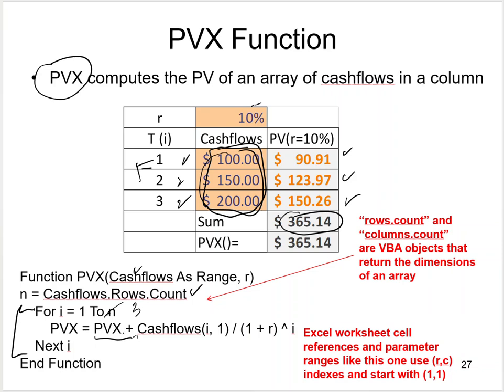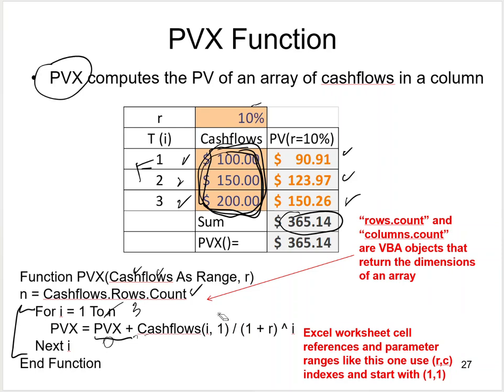PVX equals PVX plus, PVX has 0 right now. Cash flows refers to this input, and it's saying cash flows I, comma 1. In VBA, if you want to refer to any item within an array, you just use row, comma, column. So this is a column vector: 1 column and 3 rows.